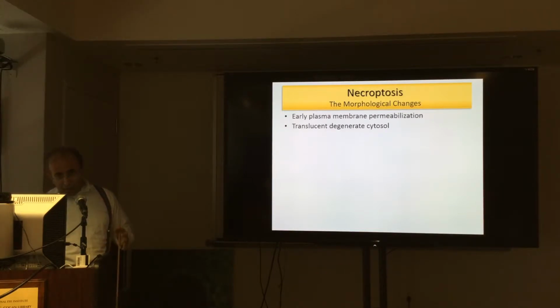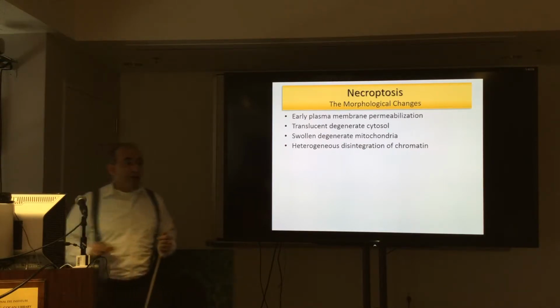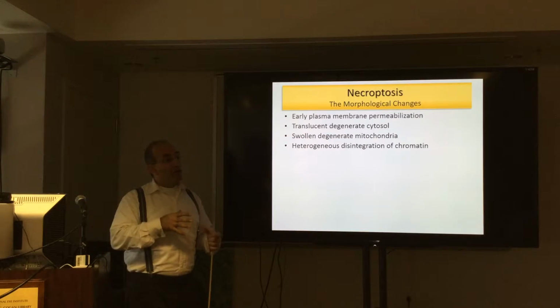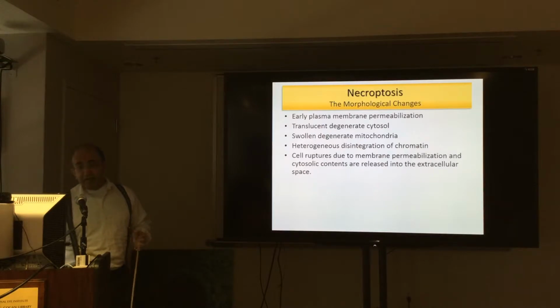Also there is a digestion going on of the cytoplasm, but this one is not causing the cell to implode. So probably the cytoskeleton is not being destroyed the way it is in the apoptotic cell death. The mitochondria is swollen and degenerate. And then heterogeneous disintegration of the chromatin. So here the nucleus is going to look not uniform, the way it does in apoptosis, but it's going to have different areas of digestion. So you are going to have dark areas and light areas. And then the cell ruptures and the contents are released.